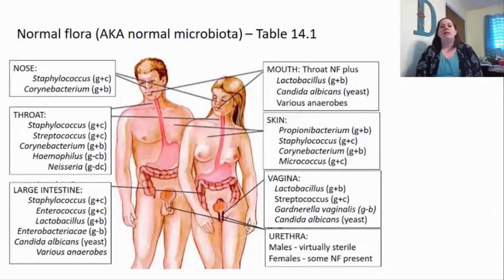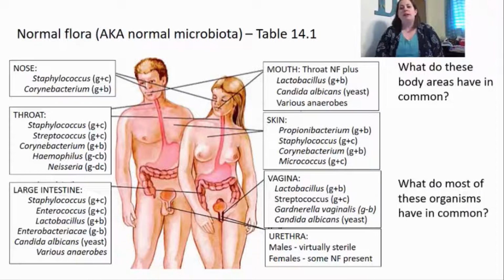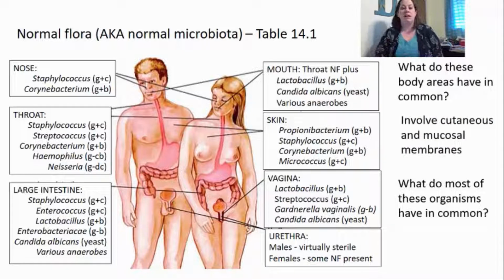Another thing to note though, guys, on this list is you'll notice that majority of these are gram-positive bacteria. All right, so the majority are gram-positive. They are a mixture of coccus and bacillus, but majority of them are gram-positive. So when we look at this, guys, what do these body areas all have in common? If you'll notice, they all involve what we call cutaneous or mucosal membranes, meaning that they're dealing with openings, like mucous membranes are always found in all of your natural openings, and so you'll see that they're located there. And then your cutaneous is dealing with your skin. What do most of these organisms have in common? Well, many of them are gram-positive microbes.